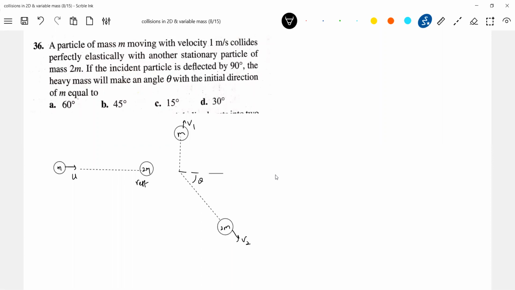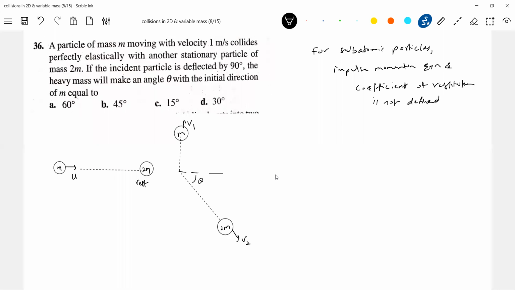Now you have to ask the question: to determine the direction of motion, shouldn't we take the impulse momentum equation? For subatomic particles, I'm making it clear, the impulse momentum equation and coefficient of restitution are not defined. They're meaningless quantities. So Newton's laws of collision are not applicable for subatomic particles. The behavior of subatomic particles is totally different from what we study in classical mechanics. That's why we go for quantum mechanics.